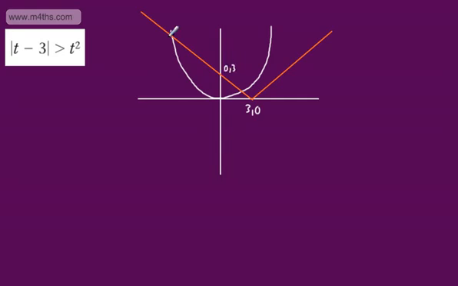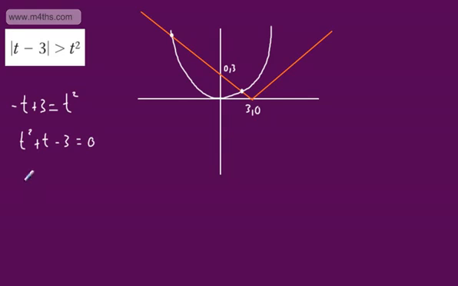We can see again that we've got 2 points of intersection on the parabola. We've got 1 to the left of 0, and 1 to the right of 0, but they both fall where our modulus function is negative. Therefore, we can say minus t plus 3 will be equal to t squared. Rearranging, t squared plus t minus 3 is equal to 0.